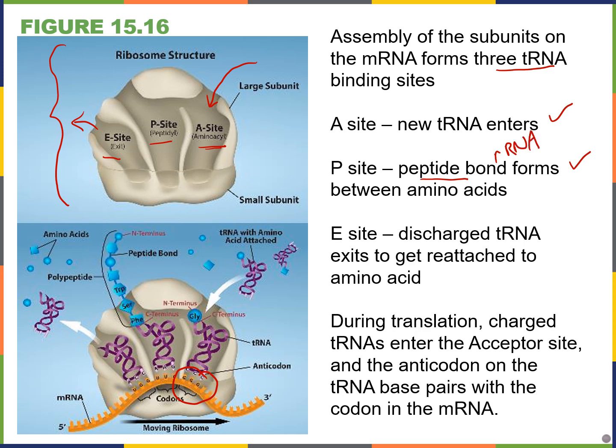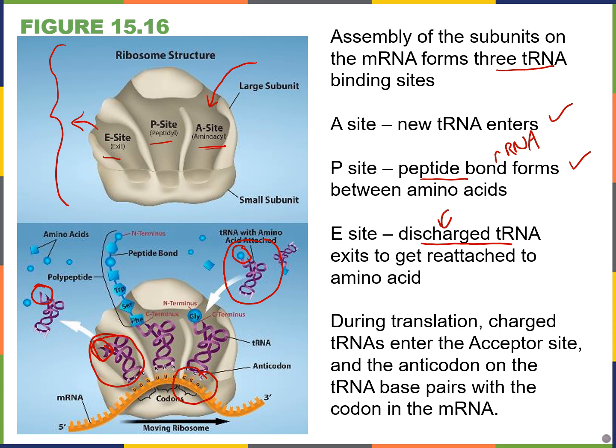And E is where the discharged transfer RNA will leave to get a new amino acid attached to it. So you can see that these transfer RNAs have an amino acid attached, but by the end of the process, they no longer have an amino acid attached, and those are known as discharged transfer RNAs. They need to get recharged. They need another amino acid to be placed at this end.